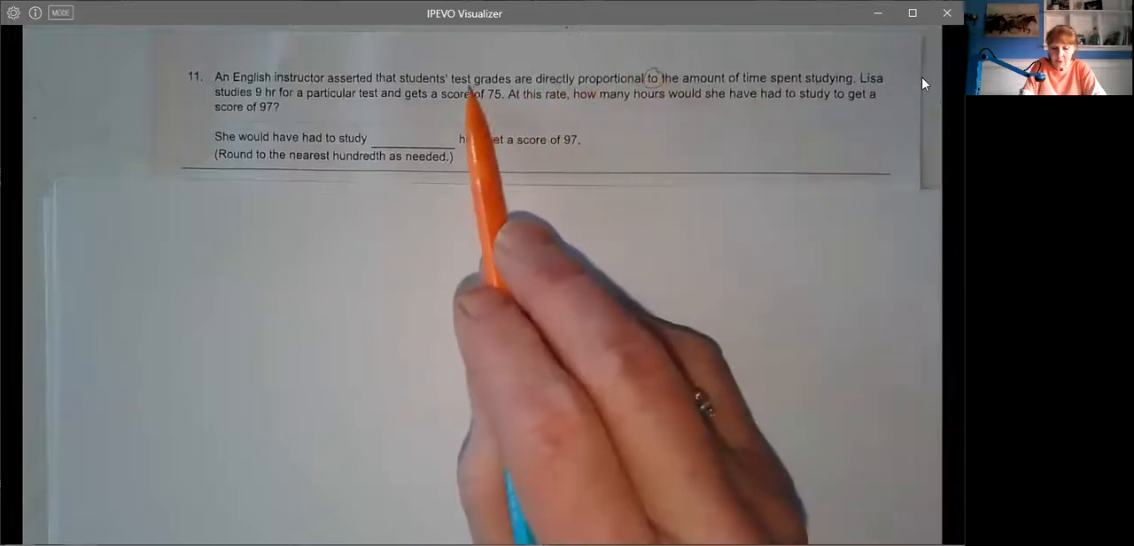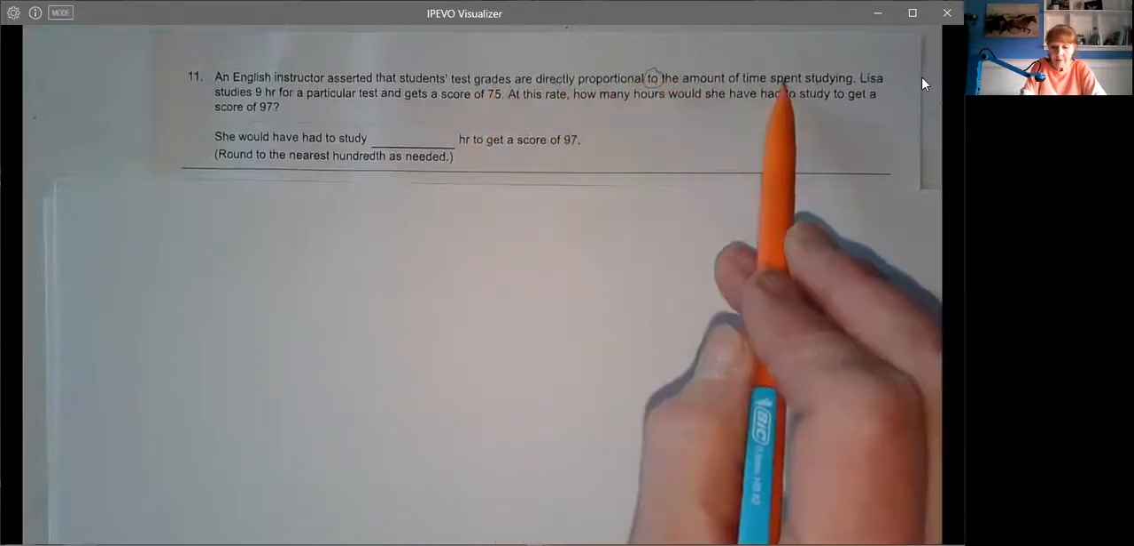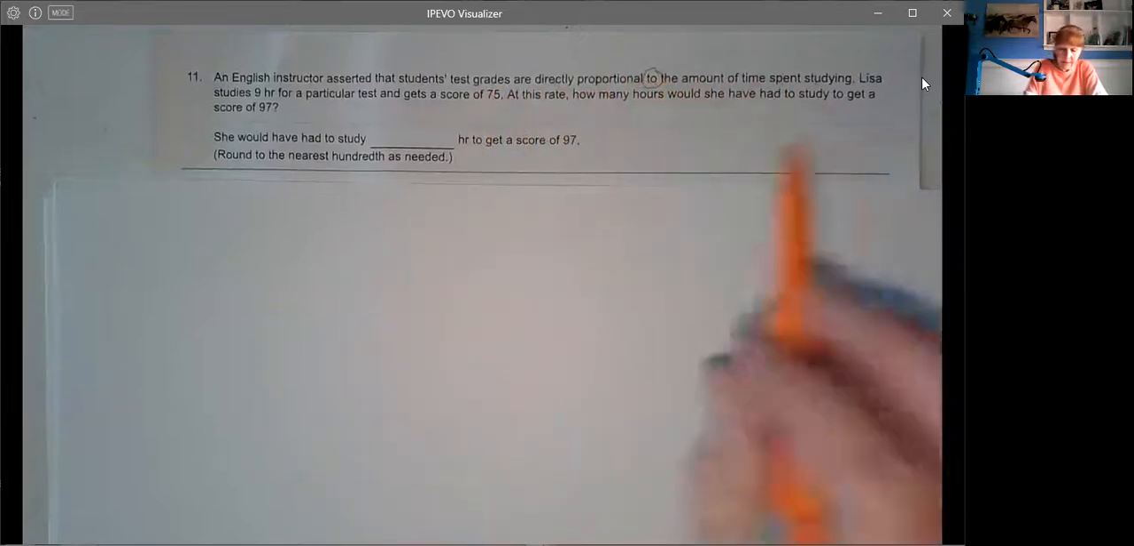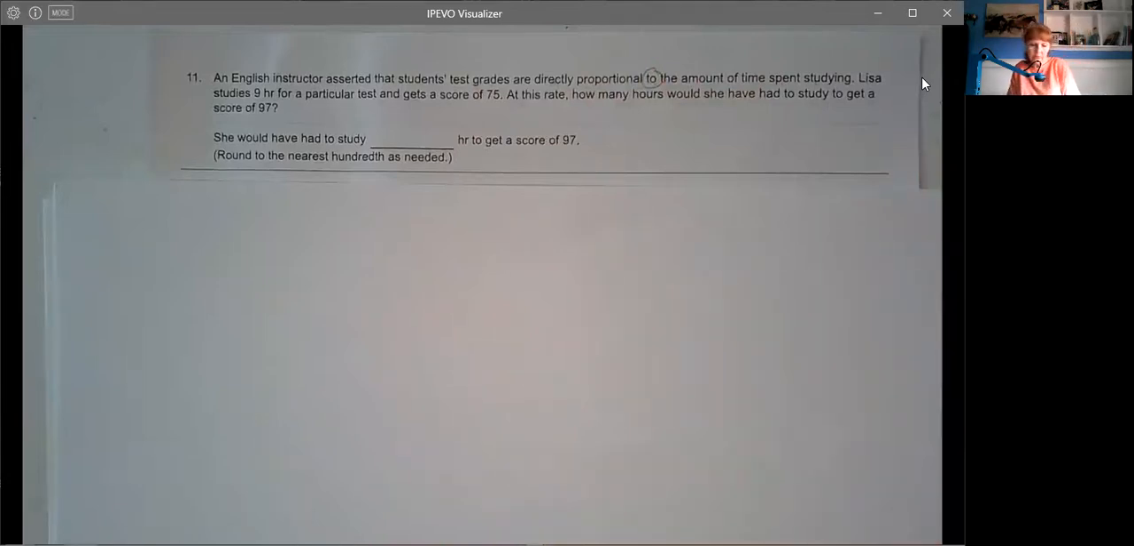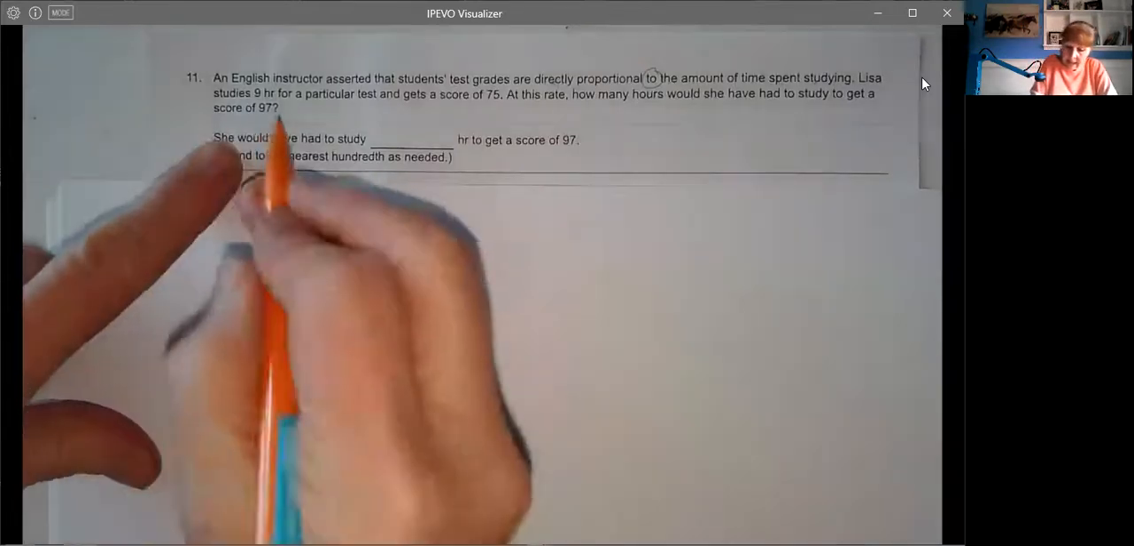So we have the grade to the amount of time studying. So we've got a fraction, a ratio here. There's our first sentence. Now let's go ahead to the next sentence. Lisa studies 9 hours for a particular test and gets a score of 75. It's a period there. Now, this sentence tells you your main ratio. So we're going to make our main ratio out of these two numbers in this one sentence. Now, we have 9 hours.